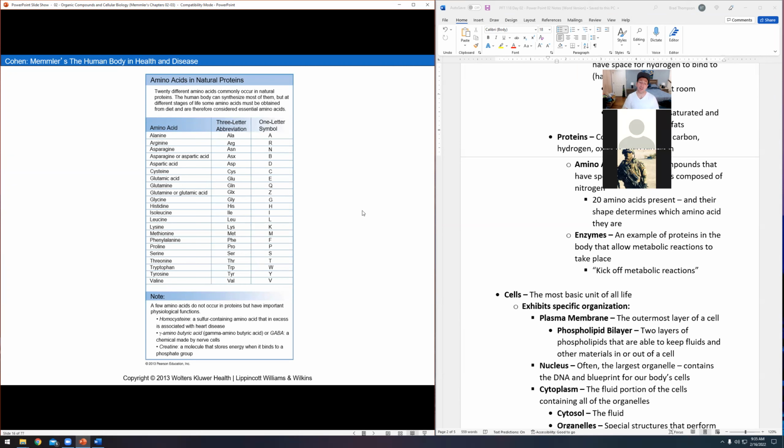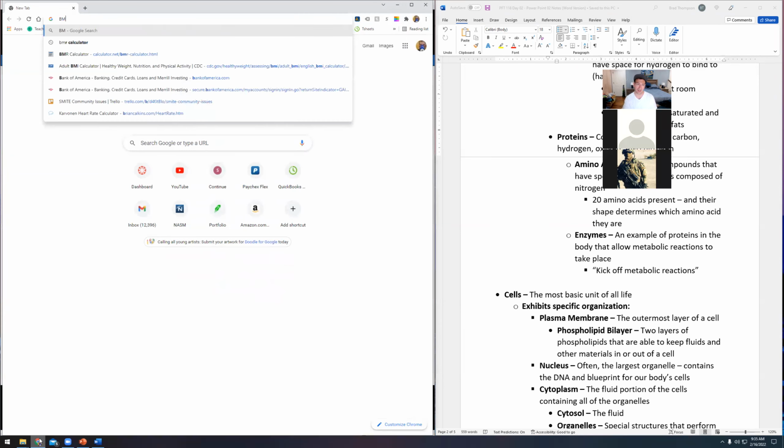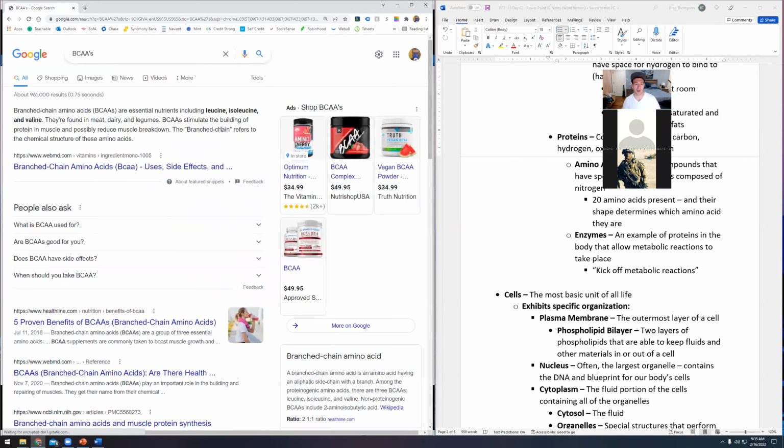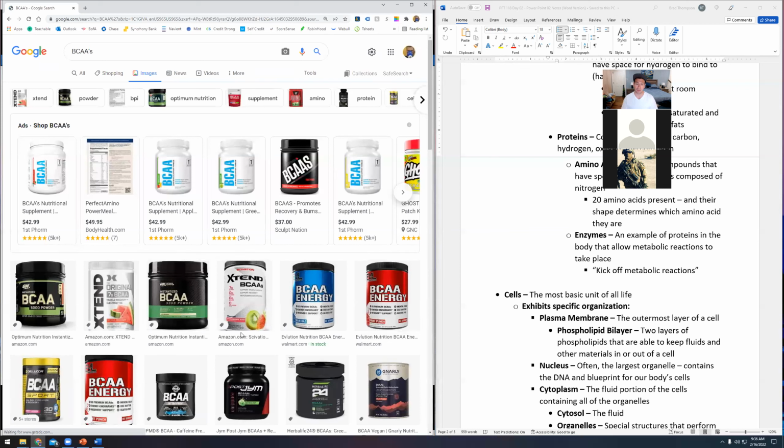I will say, if you want to memorize a few amino acids and get familiar with them, you can get familiar with your branched chain amino acids. That's going to be leucine, isoleucine, and valine. You want to get familiar with those? Great, because they have been sort of associated with making it a little bit easier to build muscle.